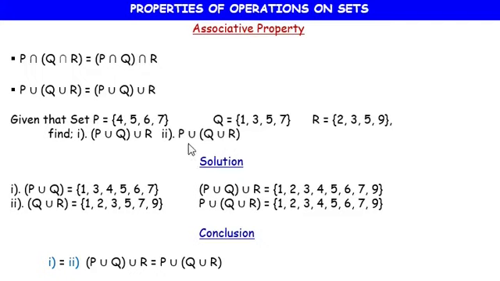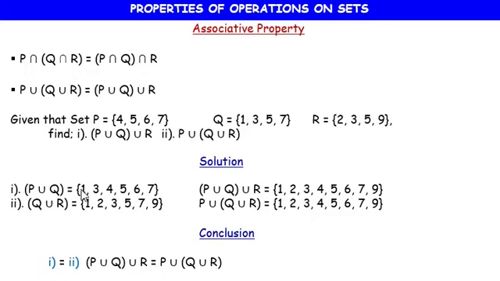So let's solve these two questions and make an observation. Let's look at the first one. I'm to find P union Q in brackets, union R. So let's first find the members in the bracket. What is P union Q? We are just going to compare set P to set Q, and then merge them. We are going to put them together as one, right?